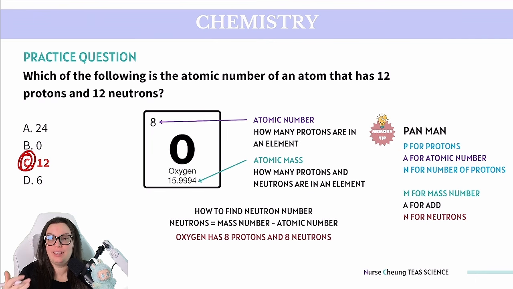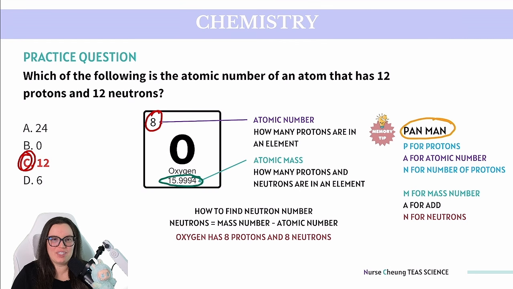When we talk about the atomic number, it's going to be found up here on the upper left of your element tile. And that tells you how many protons are in an element. Down towards the bottom here, you can see the atomic mass. And the atomic mass tells us how many protons and neutrons are in an element. So the way that I like to remember this is using PAN-MAN. PAN stands for protons, atomic number, number of protons, and MAN stands for mass number, add your neutrons.